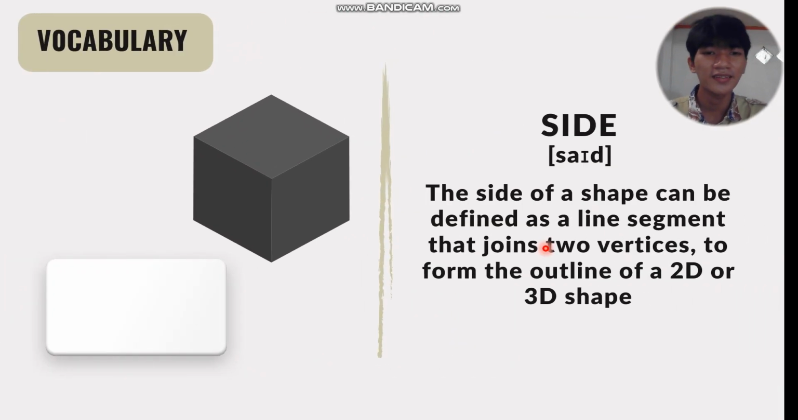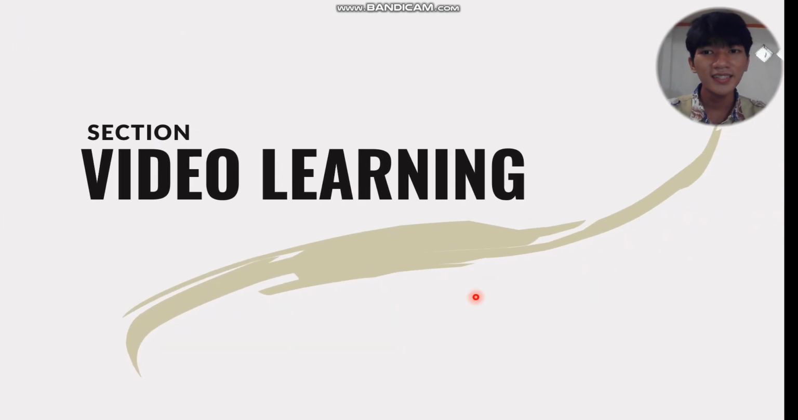Next is side. The side of a shape can be defined as a line segment that joins two vertices to form the outline of a 2D or 3D shape. Next is the section of video learning.